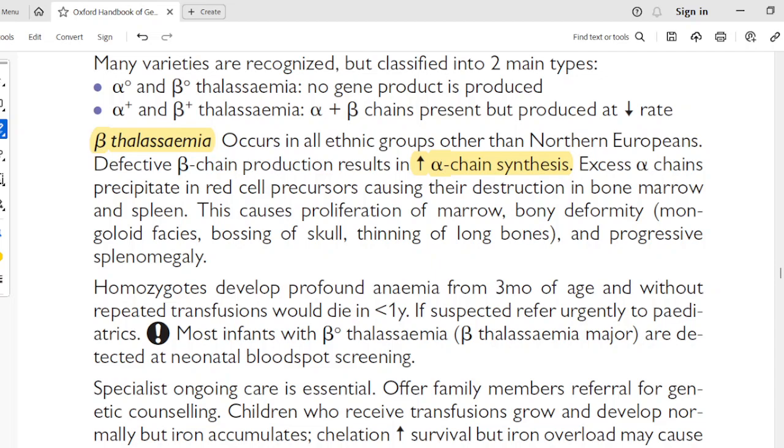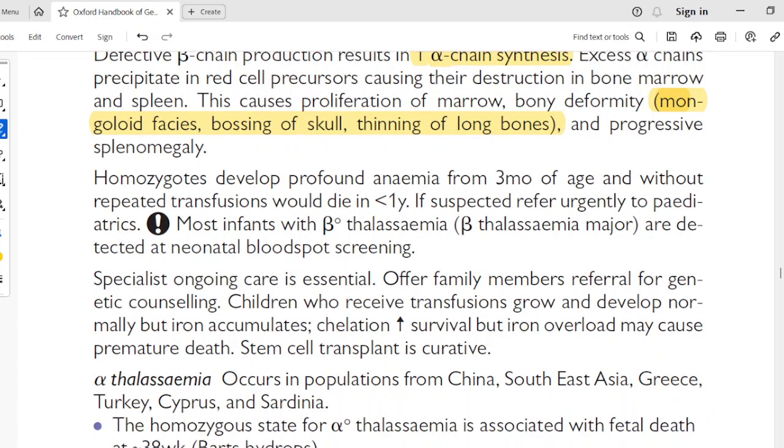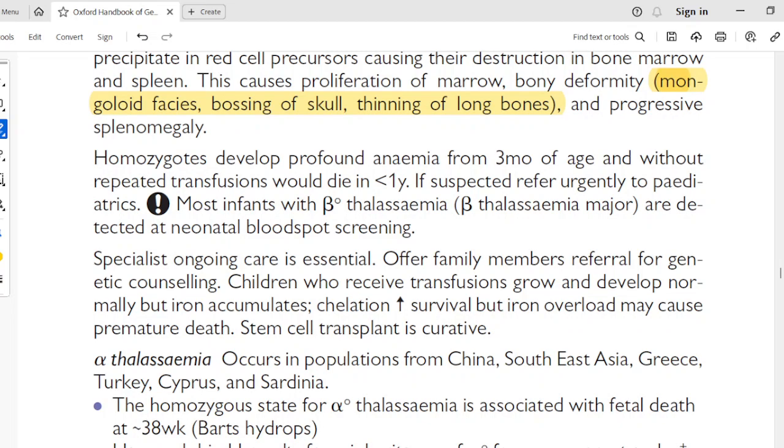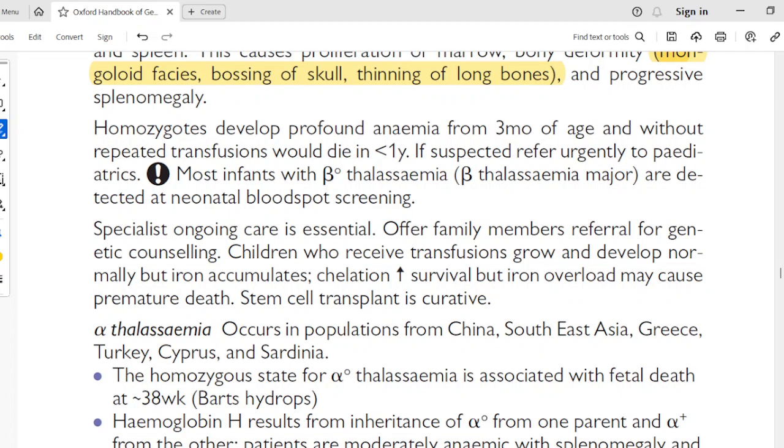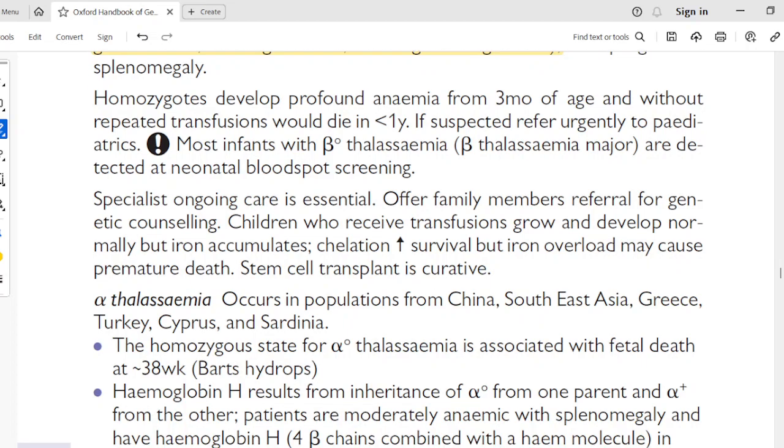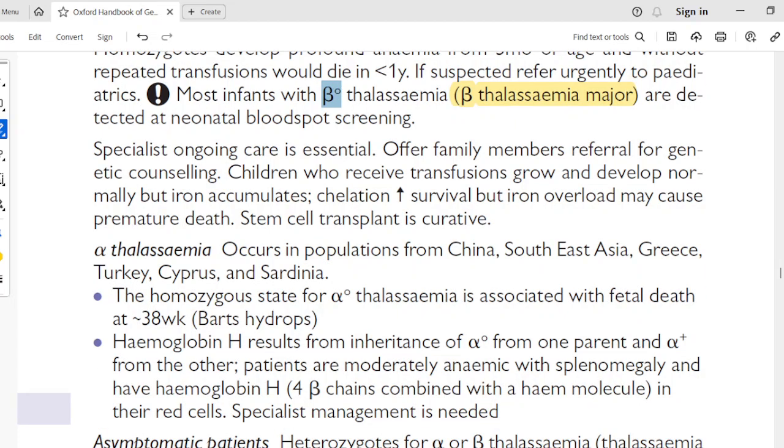So in beta thalassemia, there are fewer beta chains and excess alpha chains, which precipitate in the bone marrow causing mongoloid faces, bossing of the skull, thinning of long bones and progressive splenomegaly. Homozygotes develop profound anemia from 3 months of age and without repeated transfusions would die within 1 year. If suspected, refer urgently to pediatrics. Most infants with beta thalassemia major are detected at neonatal blood spot screening. So complete lack of beta chains, beta 0, is detected at neonatal blood spot screening.